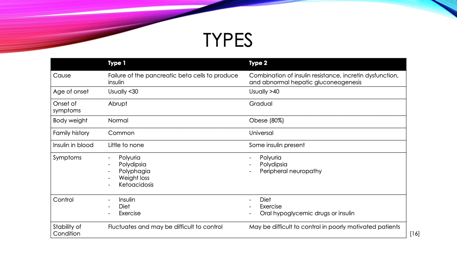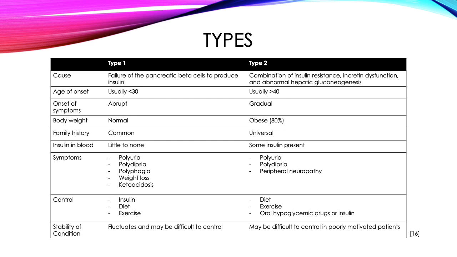The two main types of diabetes are type 1 and type 2, and this table highlights the main differences. Where type 1 diabetes is caused by failure of the pancreatic beta cells to produce insulin, type 2 is a combination of insulin resistance, incretin dysfunction, and abnormal hepatic glucogenesis. For type 1 diabetes, the age of onset is typically less than 30, the symptoms appear more abruptly, the body weight remains fairly unchanged, and there's little to no insulin in the blood.